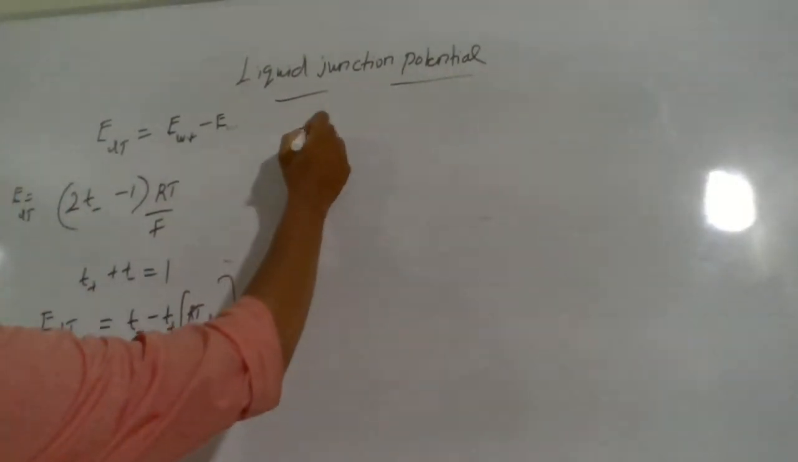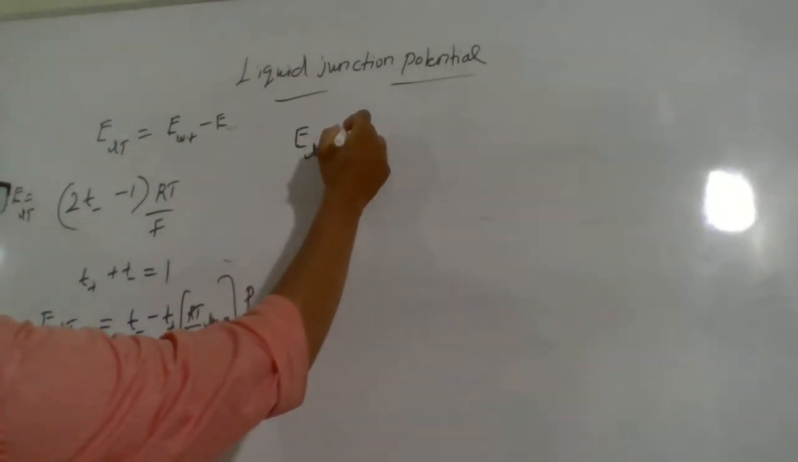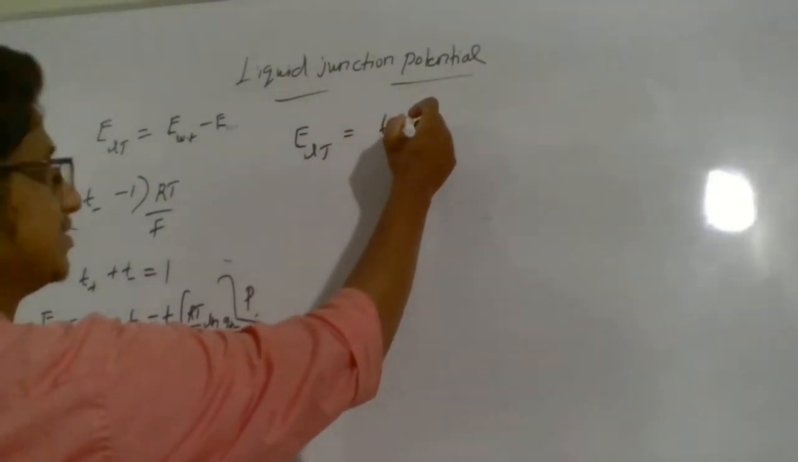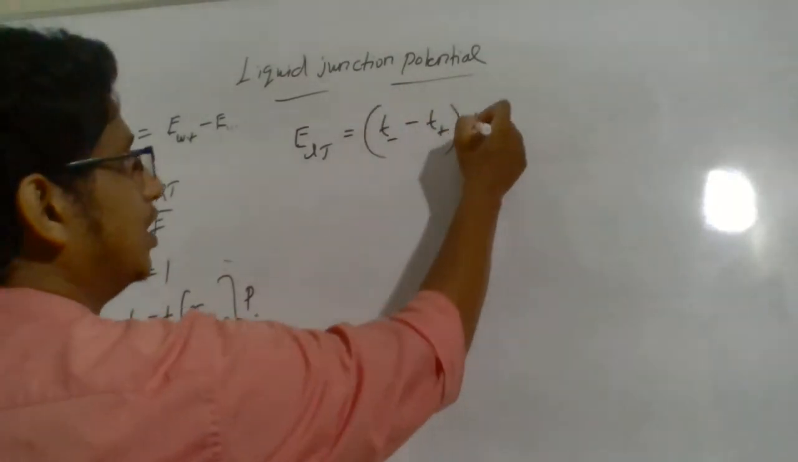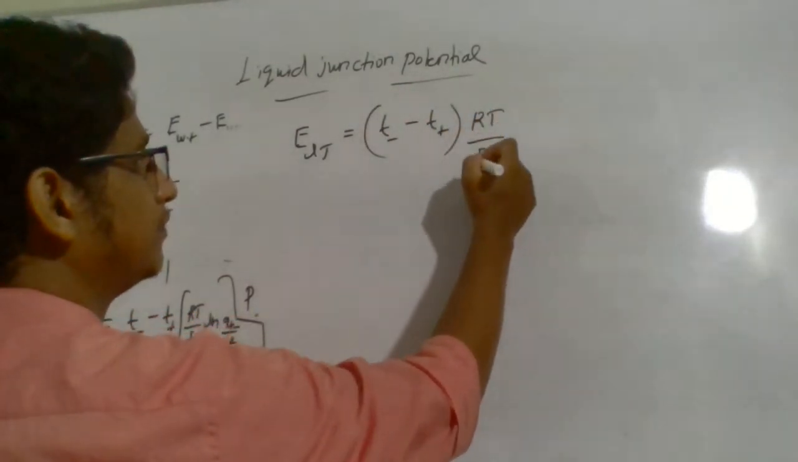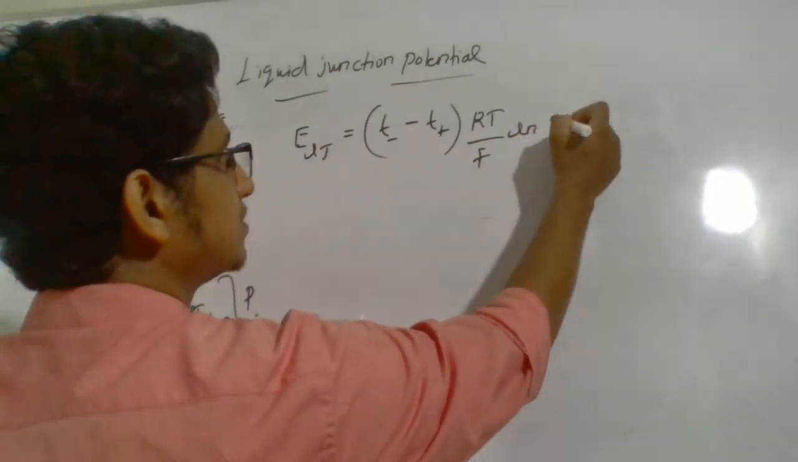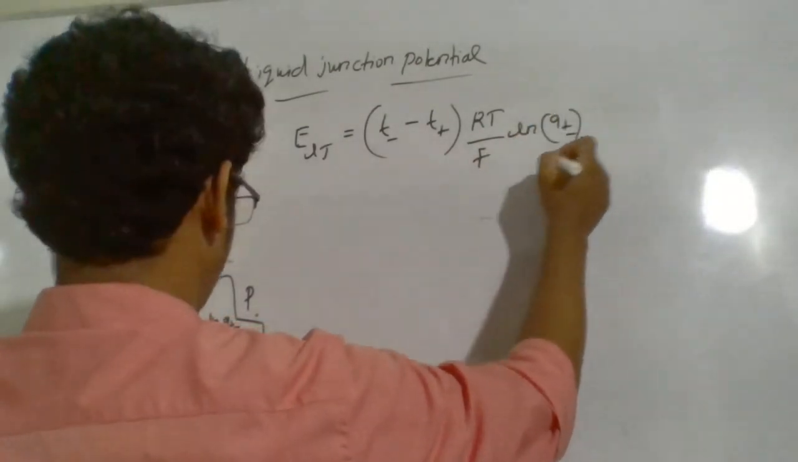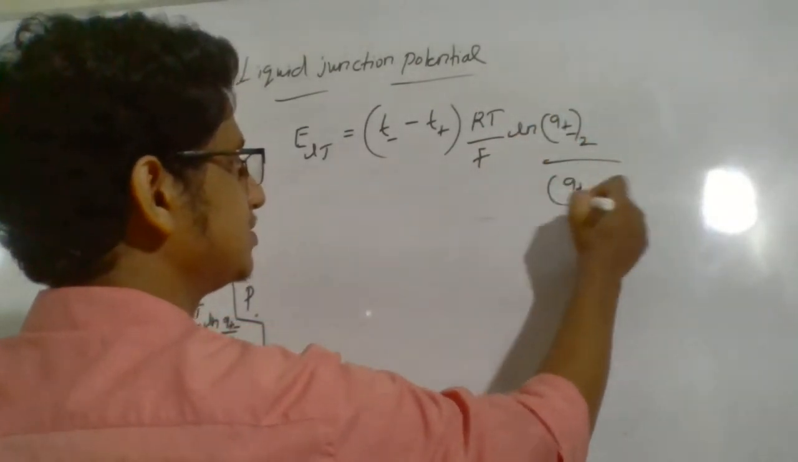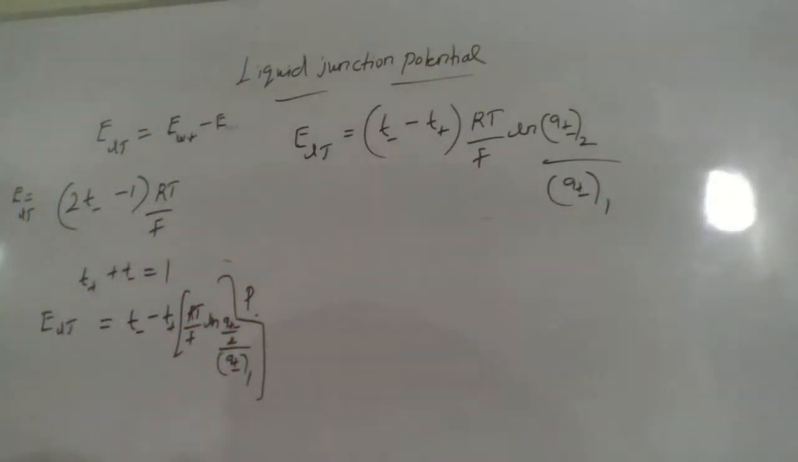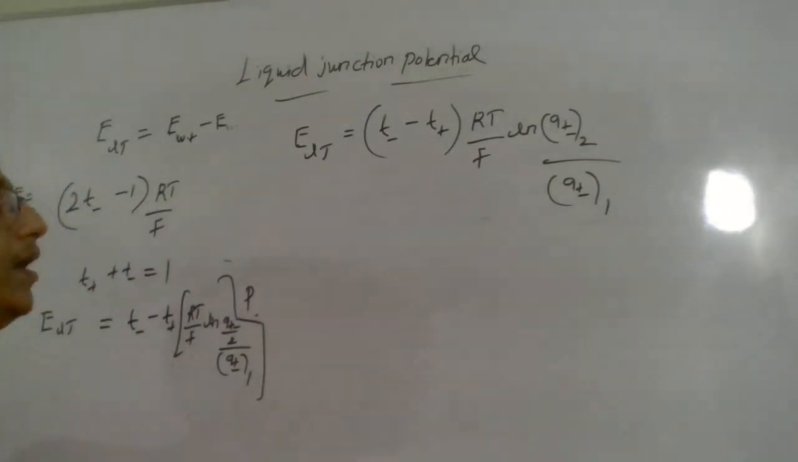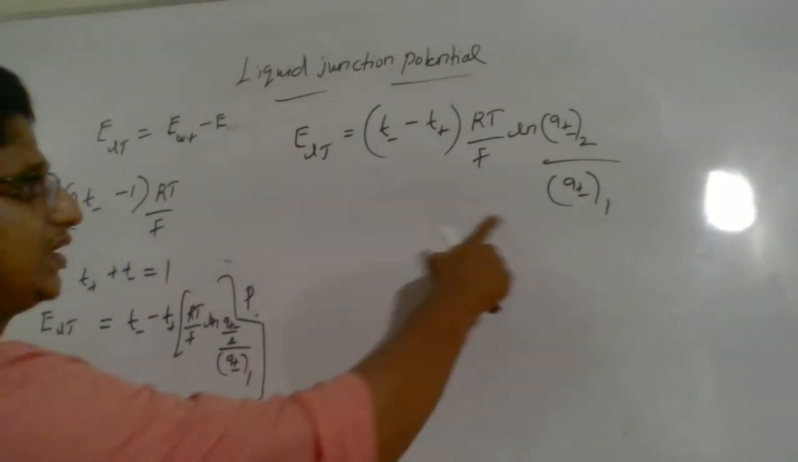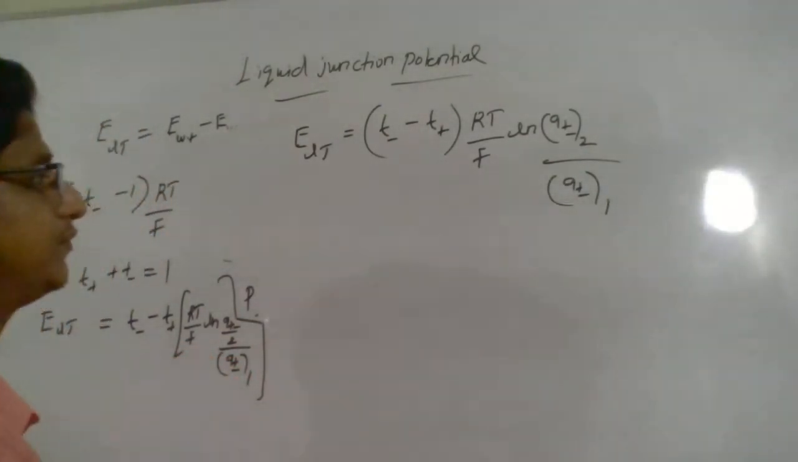So the liquid junction potential that we got is E_lj = (t- − t+) × (RT/F) ln(a±2/a±1). So this is the final expression that we have for the liquid junction potential. Now think how the liquid junction potential will develop.